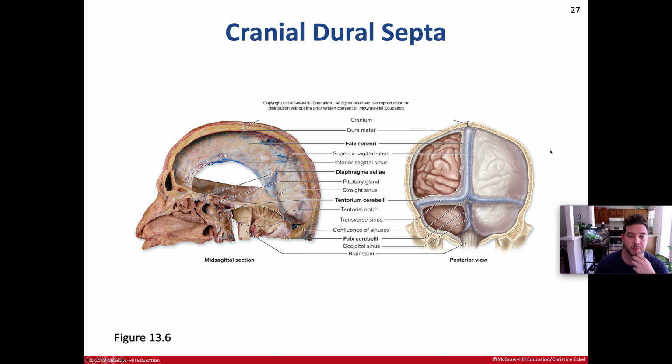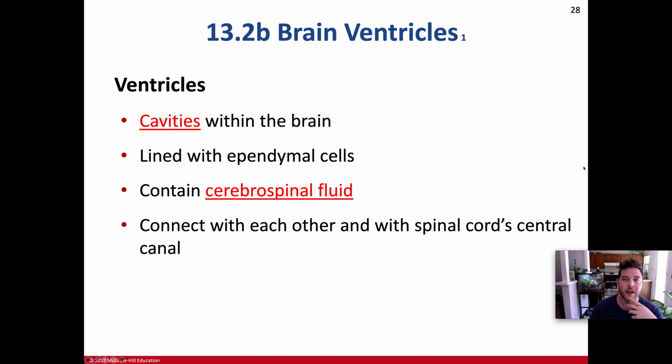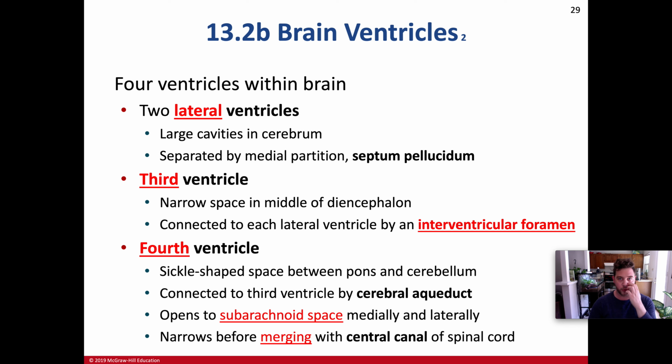Okay, so here's just your book's view of that. Maybe this will make a little bit more sense now that you have seen that other model. So there are cavities within your brain as well, called the ventricles of the brain. They are lined with ependymal cells, and they contain cerebrospinal fluid. These help to connect with each other into the spinal cord central canal. There are 4 of them. There are 2 lateral ventricles, large cavities in the cerebrum separated by a medial partition called the septum pellucidum.